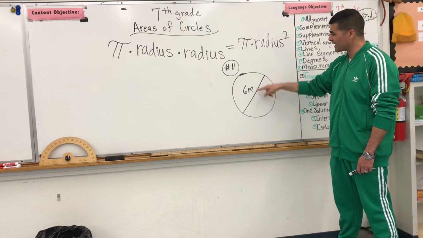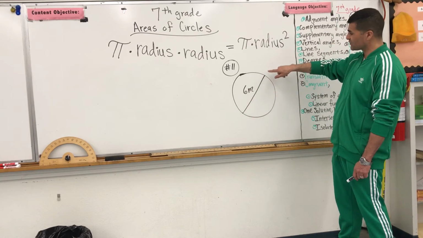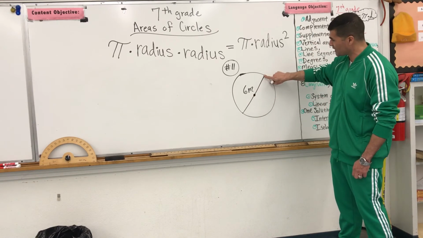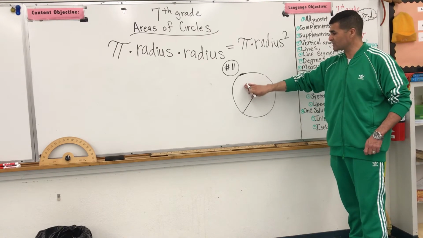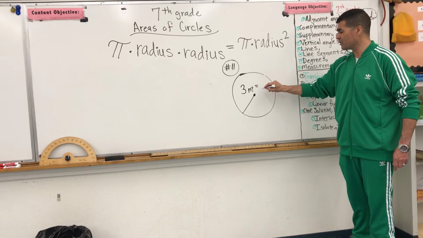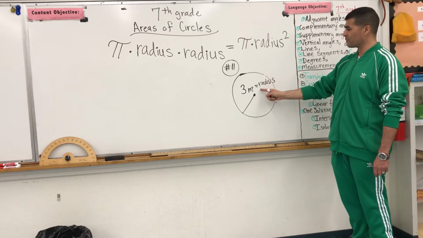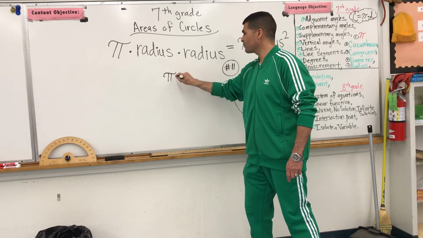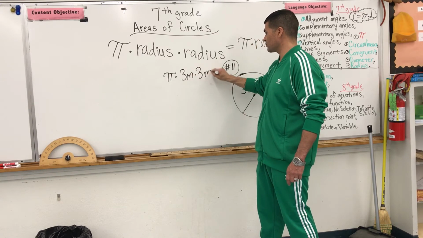We need to take this circle and find the radius. Well, if the diameter is from one end to the other going through the center, what we need to do is find half of the diameter. Well, what would be half of 6? Of course, naturally, it would be 3. So we're going to use this 3 meters as our radius. And now we're going to multiply 3 to the second power. So we're going to say pi times 3 meters times 3 meters.